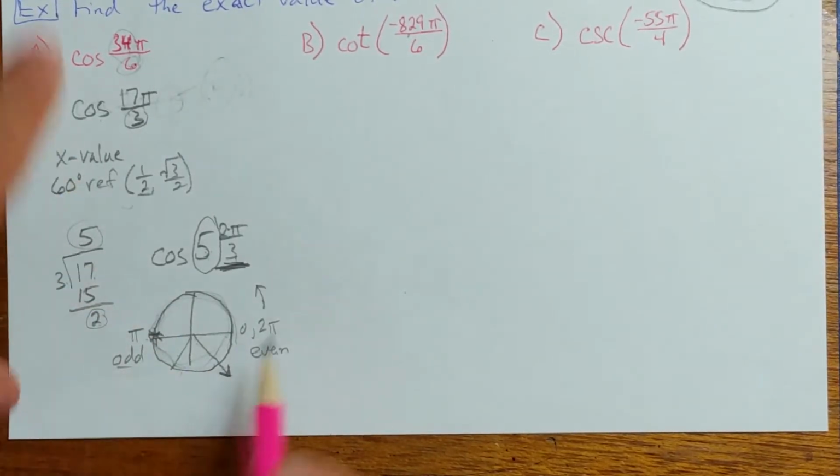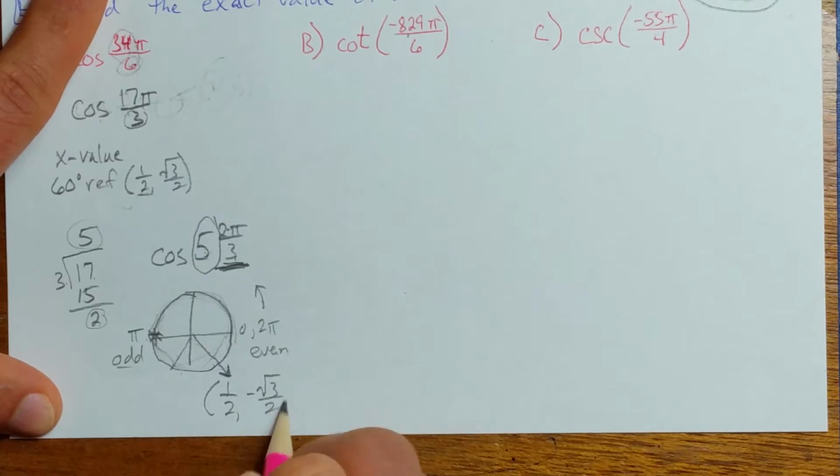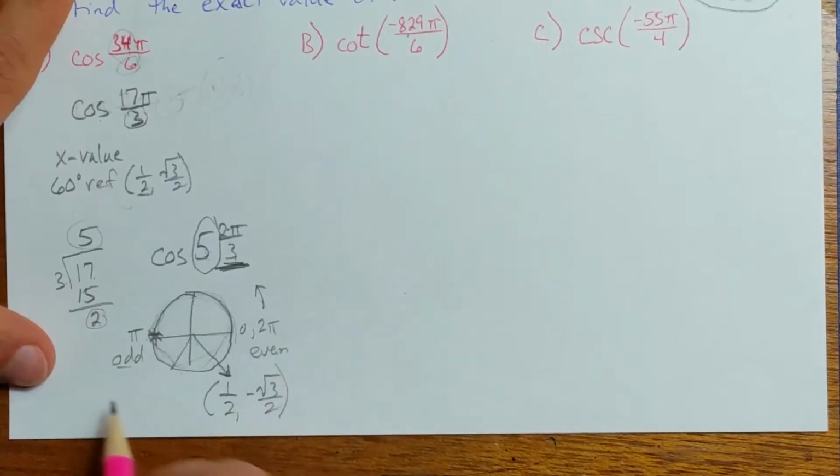Now that I see it's in the 4th quadrant, I'm moving to the right, so it's a positive 1/2, and I'm moving down, which means it's a negative square root of 3 over 2. And since I'm looking for the cosine, or the x value, it's just 1/2.